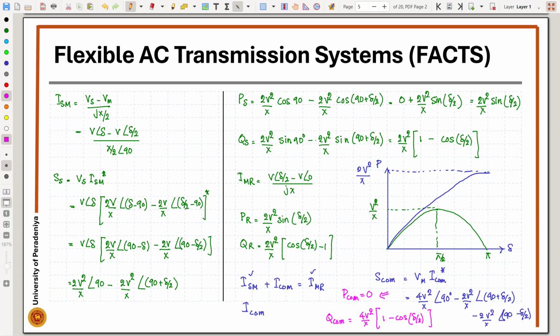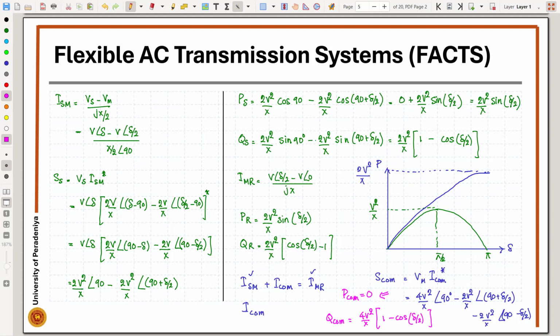So through the shunt compensator, we would be able to regulate the voltage under heavy loading conditions and also light loading conditions. In the light loading condition, voltage is going to increase. In the heavy loading condition, the voltage is going to be reduced.